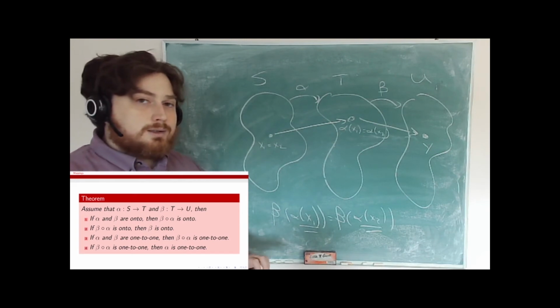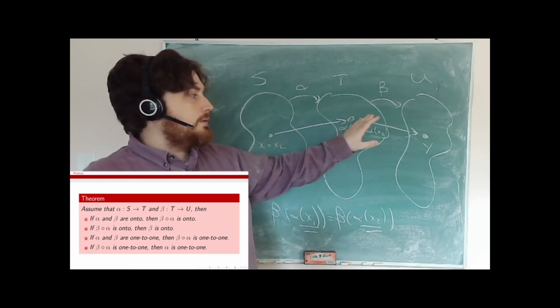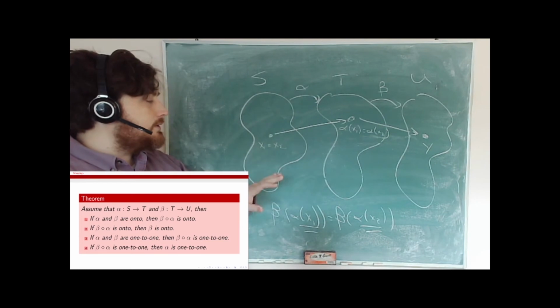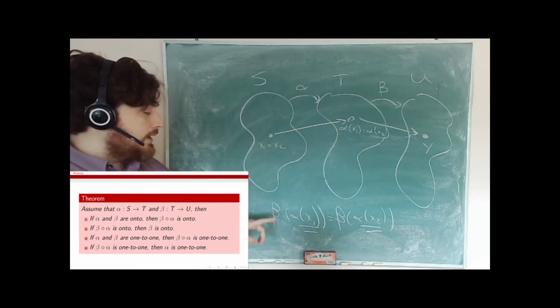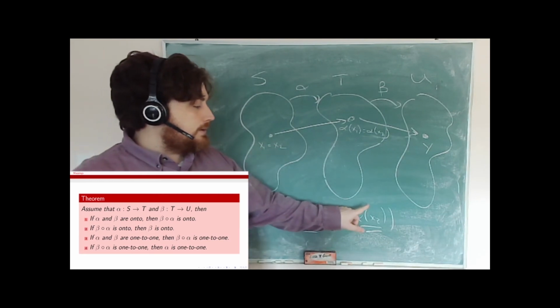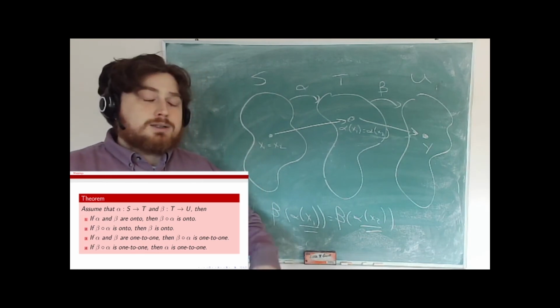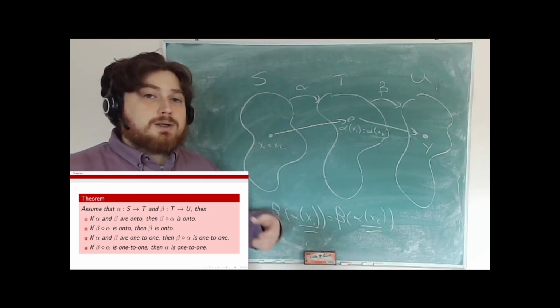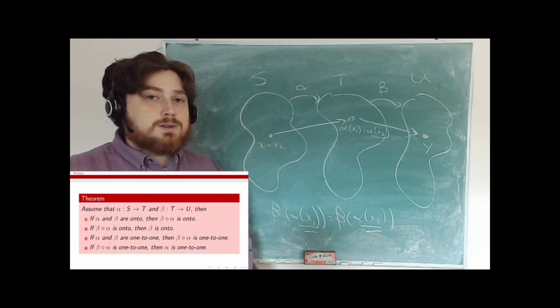So what do we get in the end? Because beta is 1 to 1, alpha of x1 is equal to alpha of x2, and because alpha is 1 to 1, x1 is equal to x2. Therefore, if beta of alpha of x1 is beta of alpha of x2, then x1 is equal to x2, so beta of alpha has to be 1 to 1.